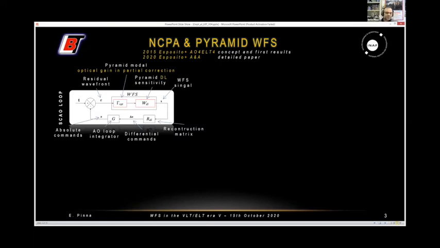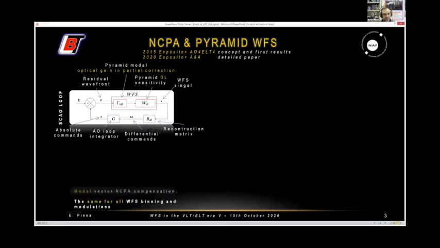Here you see a schematic of the SCAO loop. So probably you are familiar with these kind of things. The critical point is how to represent the pyramid wavefront sensor. And we decided to represent it like two components. One is the Γ_DL, a matrix that represents the modal sensitivity of the pyramid while it's working in diffraction limited regime. While the other box, the Γ_opt, is another matrix that represents the optical gain of the pyramid while working in partial correction regime, because you know when the correction gets lower, the PSF is wider and the pyramid loses sensitivity.